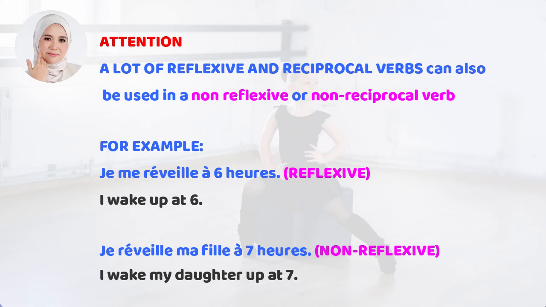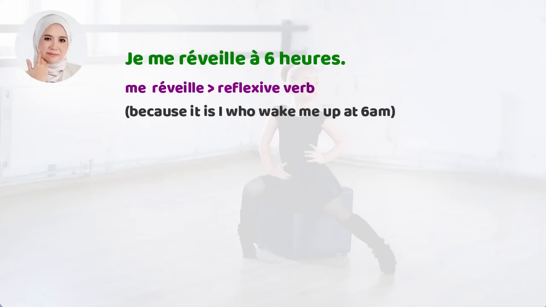It is non-reflexive because I don't wake myself. Subject and object are not the same person. Here it is I wake my daughter. The subject is I, but my daughter is the object. So this is what we call a non-reflexive verb. It is used in this form. Okay, let's look at another example.